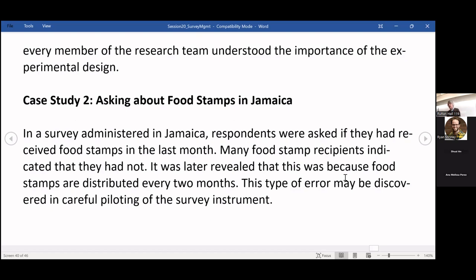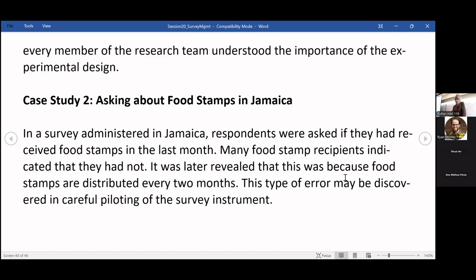This is a survey I was involved in, in Jamaica, where there was just a mistake in the questionnaire. The questionnaire asks people, did you get any of these food stamps in the past month? But the problem was the food stamps were given out every 2 months. So half the people who got the food stamps, if they got them in the previous month, and we say, did you get any food stamps this month? They would say no. So that was just a dumb mistake that should have been caught in the pilot testing, but wasn't caught.